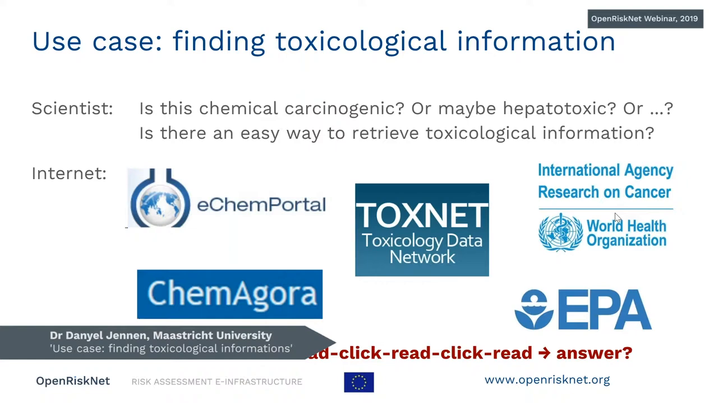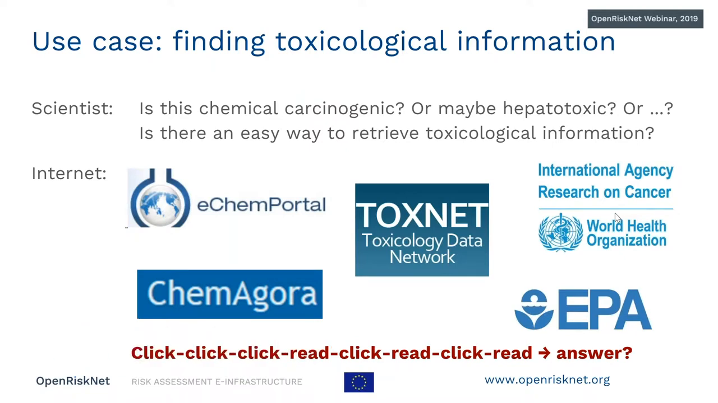So is a chemical that I'm interested in carcinogenic? Maybe it's hepatotoxic or some other toxicity that is interesting, but I'm also curious about easy ways to retrieve such data. When you go to the internet, either for literature research or looking at several of the portals that are available, which I show here with a few of the logos underneath, most of these multiple databases can give you information on several other toxic information of chemicals.